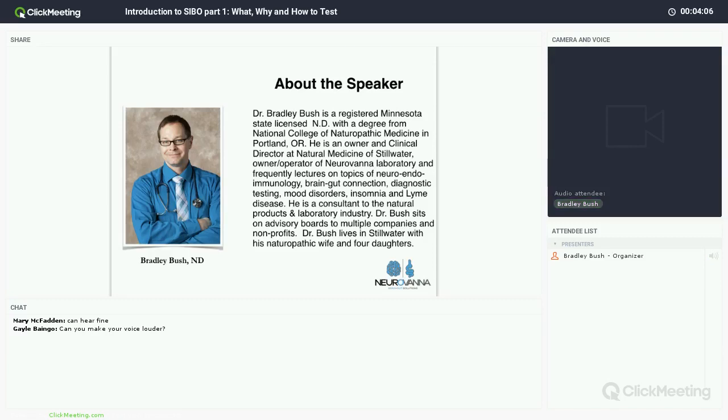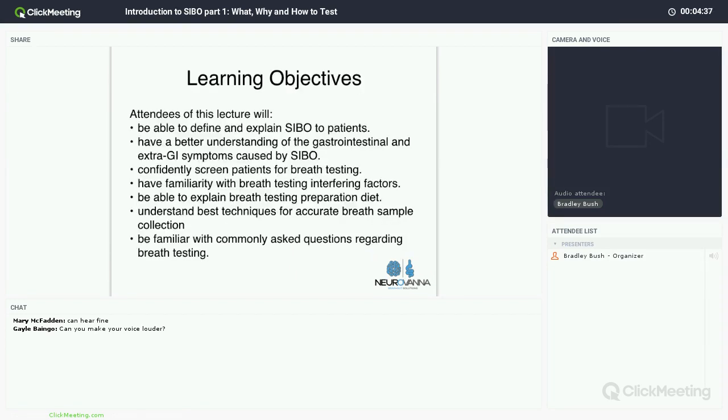specialty lab testing for small intestinal bacterial overgrowth. And what I'd like to mention is that we are currently in an expansion mode and we'll be offering some additional breath testing at the beginning of the year. I myself am a proud father of four children, and I have a naturopathic wife who's also an owner operator of the Neurovanna Labs.